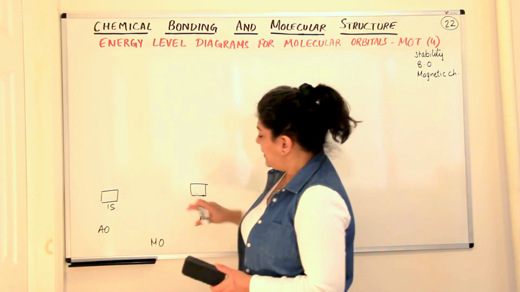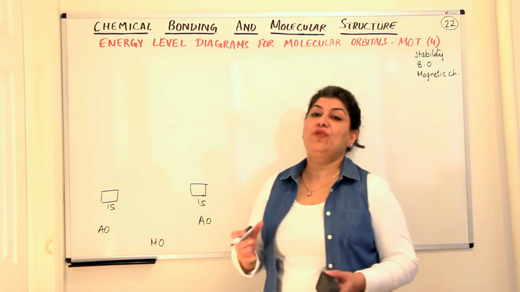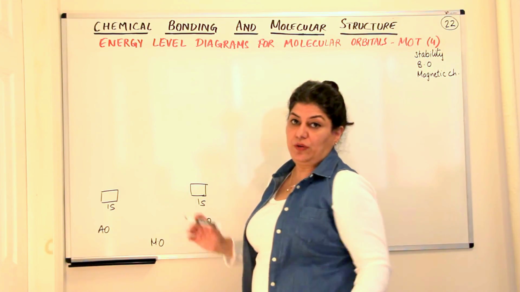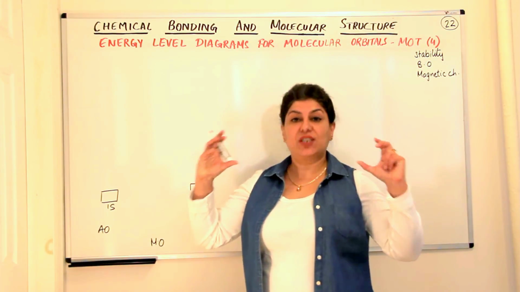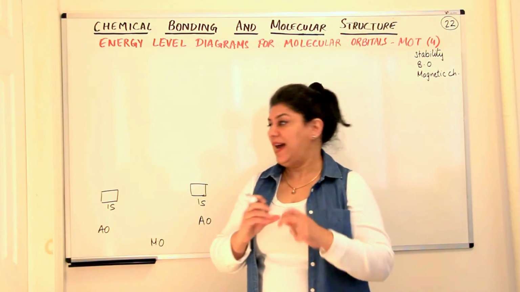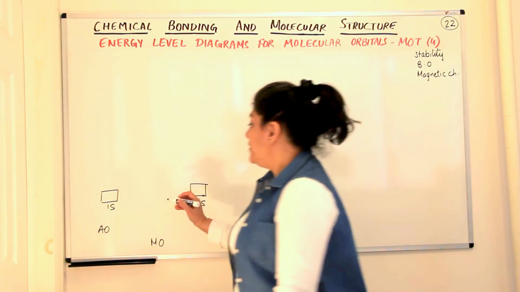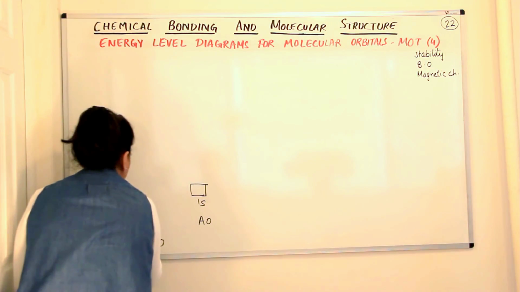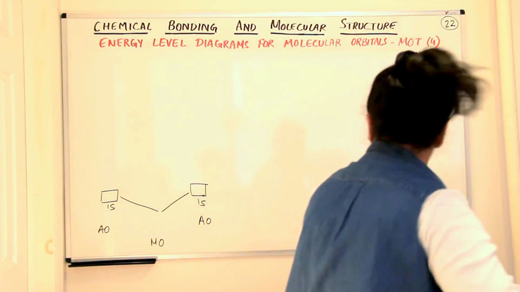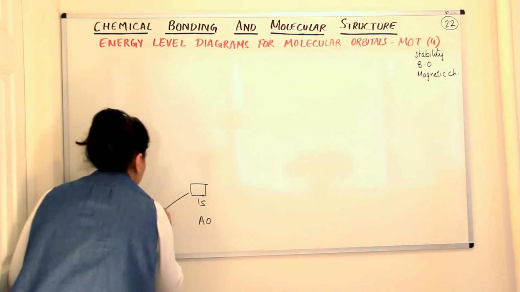So you have two 1s atomic orbitals, and when these two combine, they result in the formation of two molecular orbitals. We know 1s orbitals are spherical in shape, therefore when they superimpose or when they overlap, they result in the formation of two molecular orbitals. The first is the one that is lower in energy than the 1s orbitals, and we would draw it like this.